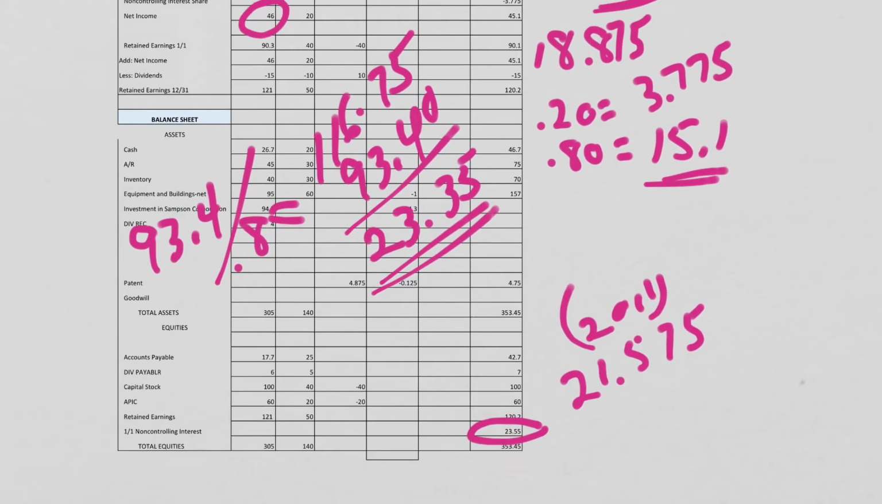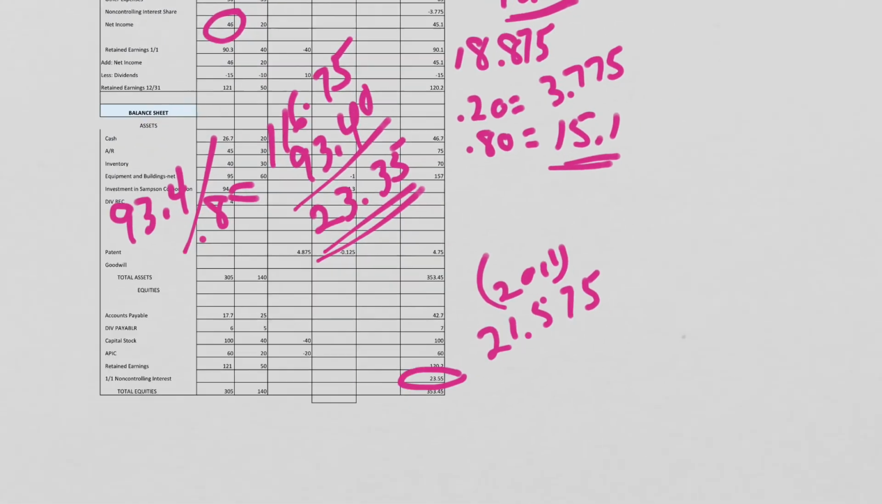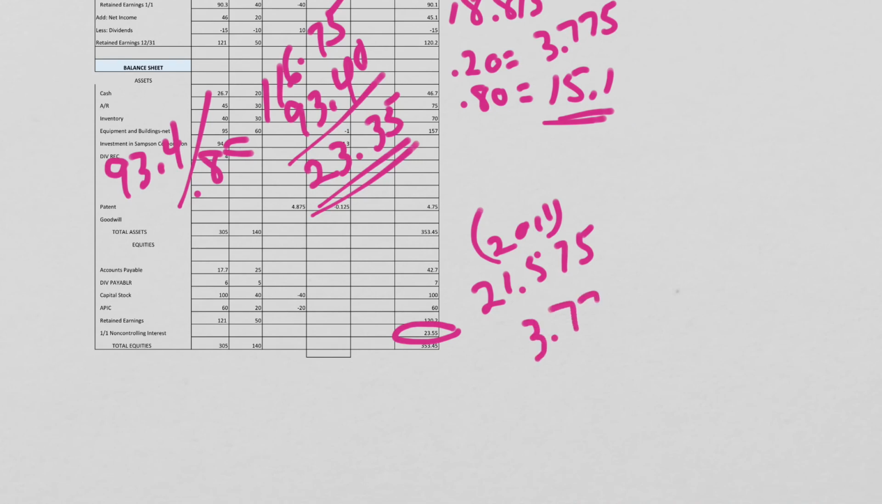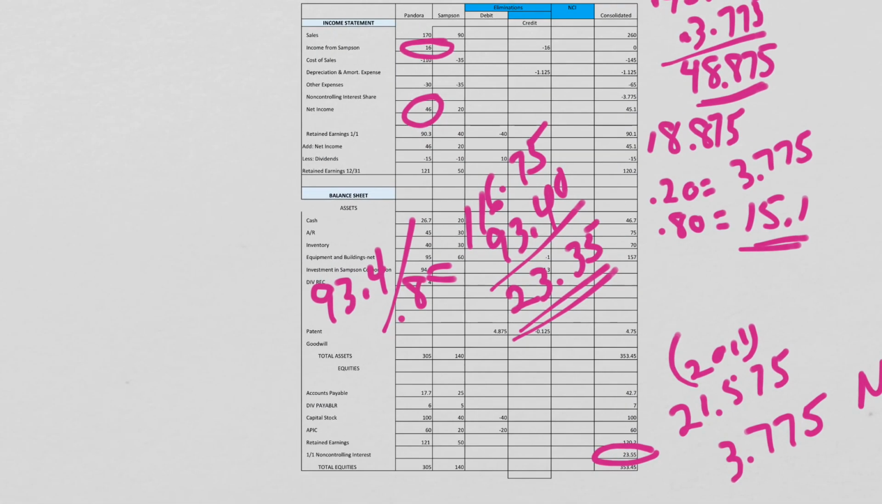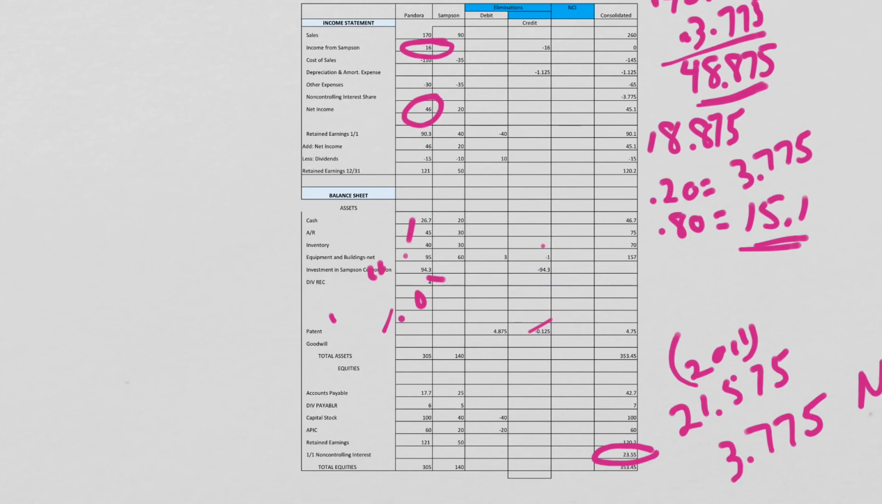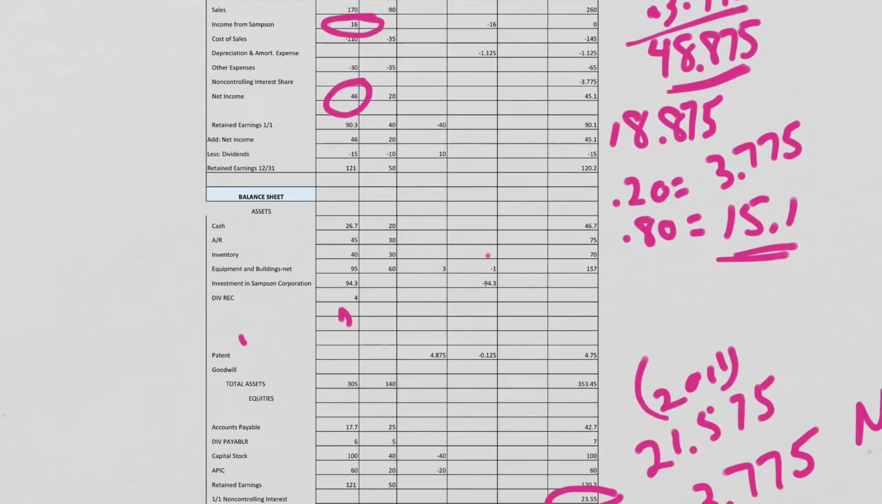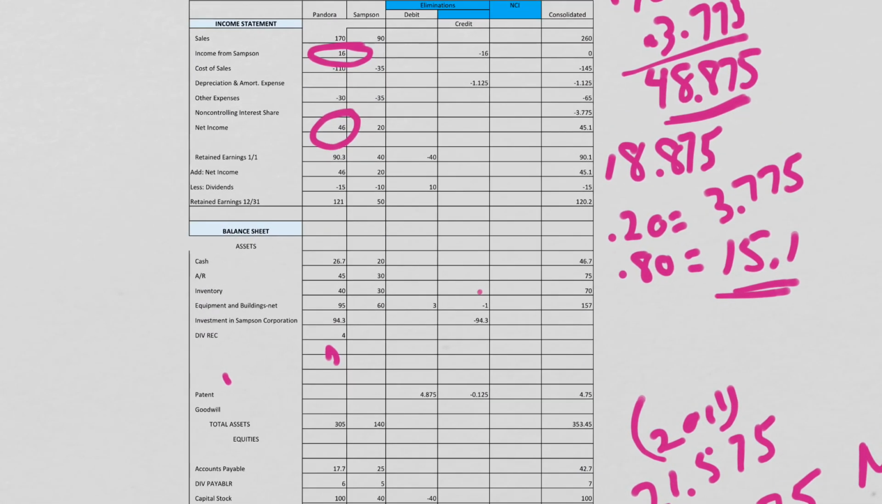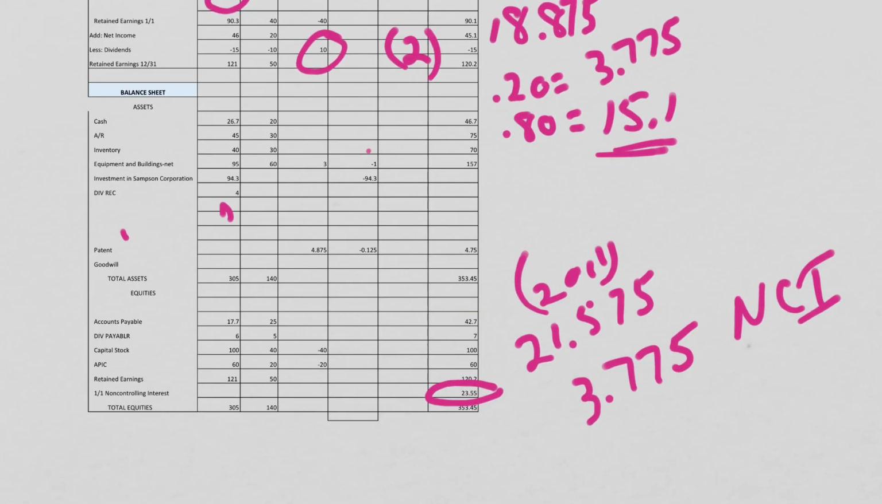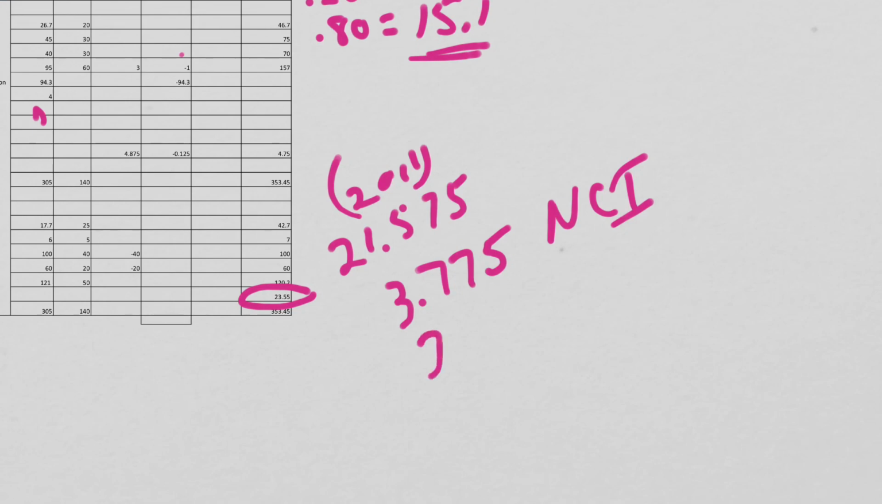So let's see, if we add in 3.775 as the non-controlling interest income for this year, and then take out the dividend for this year. What was the dividend? I can't see, so let's try to find it. The dividend for this year was, this was the 20%. So we have to take out 2, because 8 was the total. 2 would have been the non-controlling interest. So let's take out 2 over here, and let's see what we get.